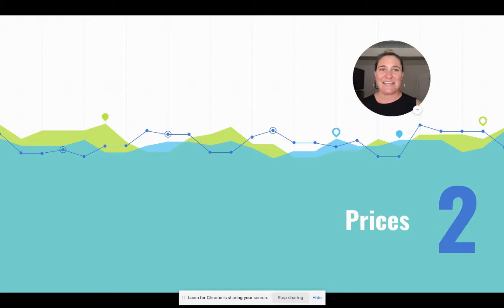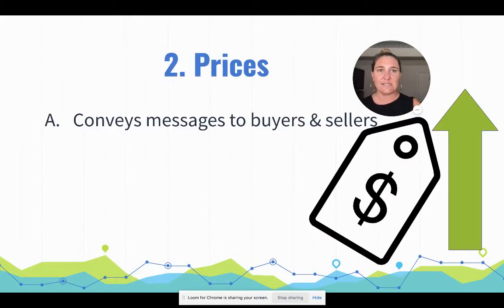Prices involve both our producers and our consumers, our buyers and our sellers, our suppliers and our consumers. And so prices are going to look a little bit different than costs. Prices really convey a message to both the buyers and the sellers. A high price is telling producers, those sellers, to make more, because they have that motivation for profit. They want to make that money. So producers make more, supply increases.